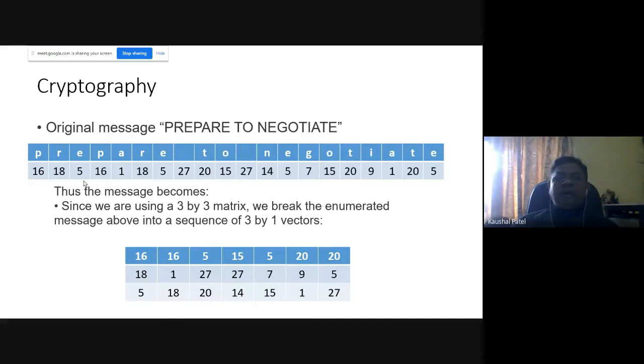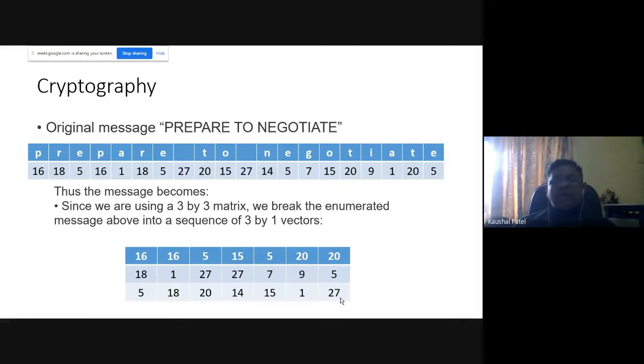So we can break the numbers like this. It is 16, 18, and 5. The next is 16, 1, and 18. The next is 5, 27, 20, 15, 27, 14, 5, 7, 15, 20, 9, 1, 25. The last group is not complete, because it is not necessary that the string length is divisible by 3. So we can fill the remaining places with a space, which is 27. The last number we keep as a space variable. So this is the one matrix that we can create now.